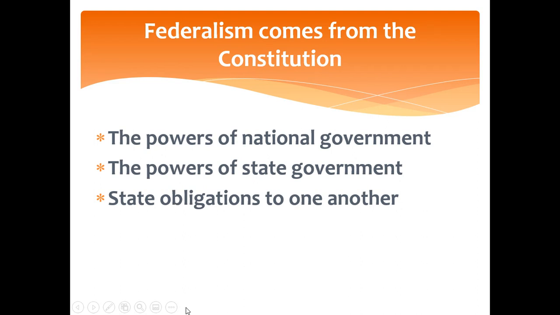Article 4, Section 2. Excuse me. This is called, it has two names. It can be called the comity, C-O-M-I-T-Y, the comity clause, or the privileges and immunities clause. This clause says a state cannot discriminate against someone from another state or give special privileges to its residents.